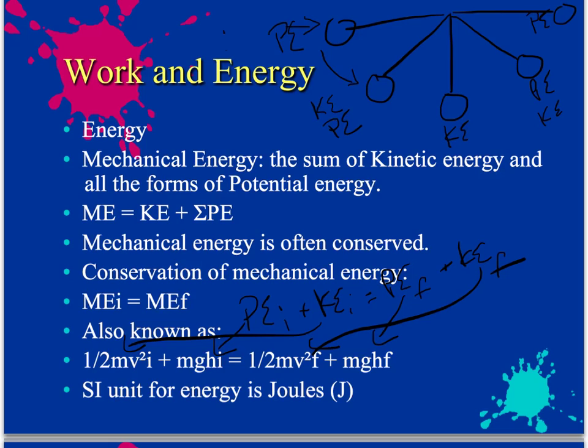So if I had 100 joules right here, I would have 50 joules and 50 joules here. Back to 100 joules here. 50 joules and 50 joules. And then back to 100 joules of energy. As it swings back and forth, it's just transferring between the different states of potential and kinetic energy.